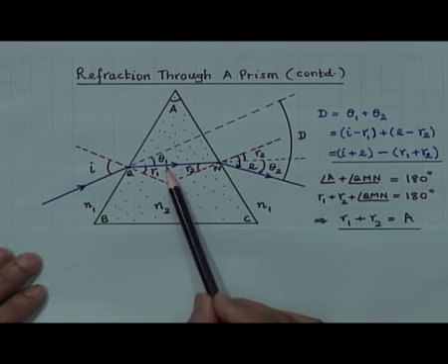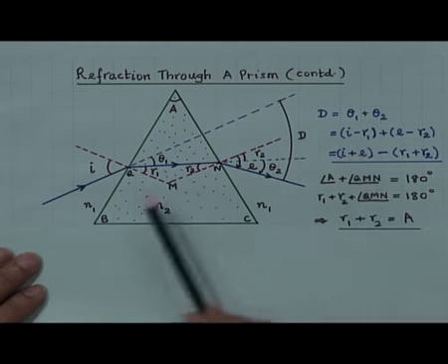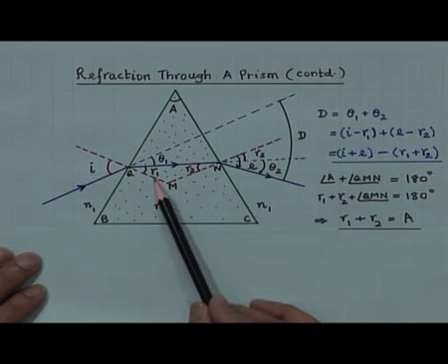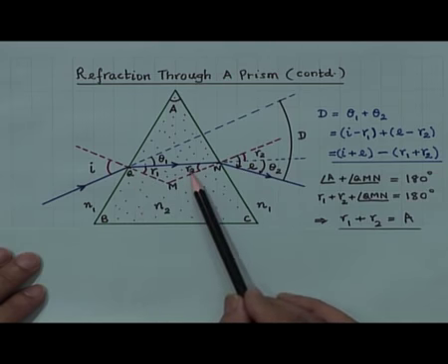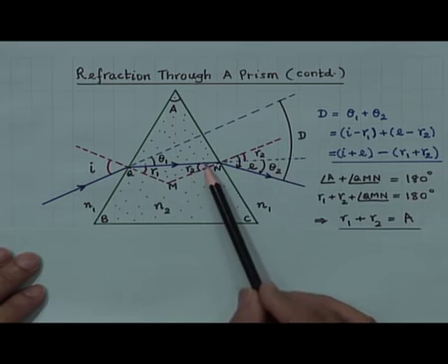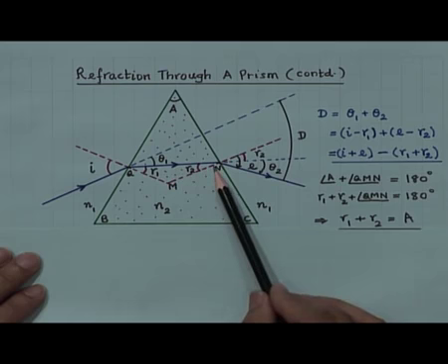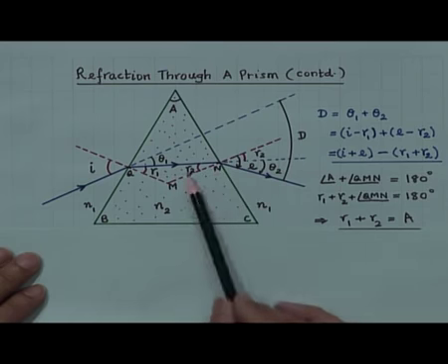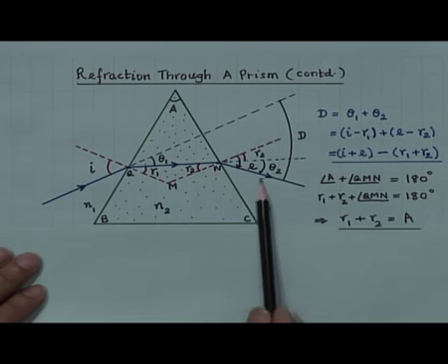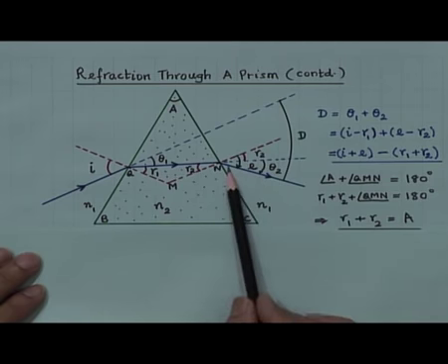Now, what is theta 1? Theta 1 is i minus r1. There is r1 here. r1 is the angle of refraction at this interface, and r2 is the angle here, which is actually the angle of incidence from this direction, but would become the angle of refraction if the light ray was to be incident from this side.